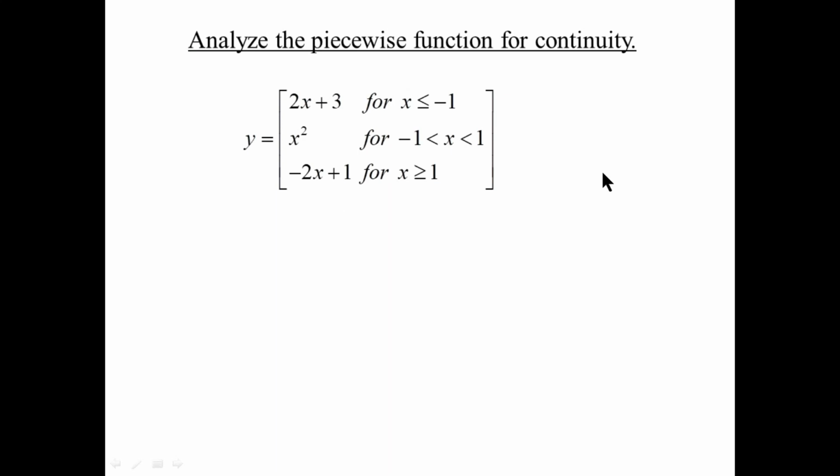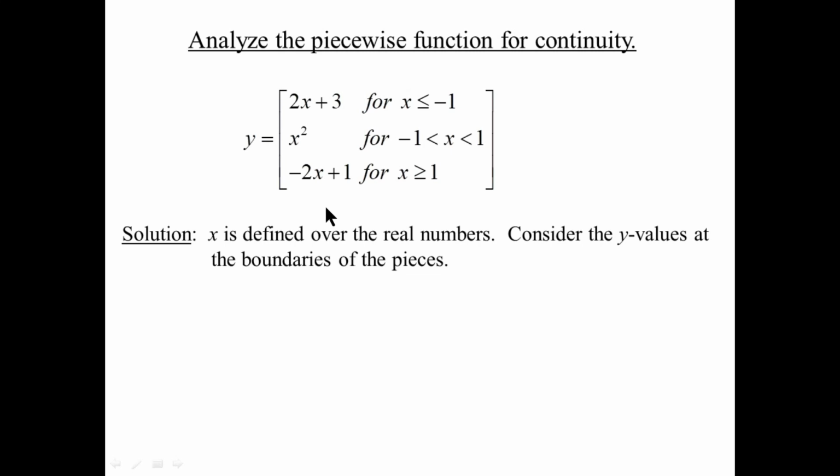Analyze the piecewise function for continuity. And this is called a piecewise function because the domain is broken up into pieces. X is defined over the real numbers. We can tell because x can go from negative infinity up to minus 1, and then it's immediately picked up by the next piece and goes from minus 1 to 1, and then it's immediately picked up by the next piece and goes from 1 on to infinity. So x is defined over the real numbers.